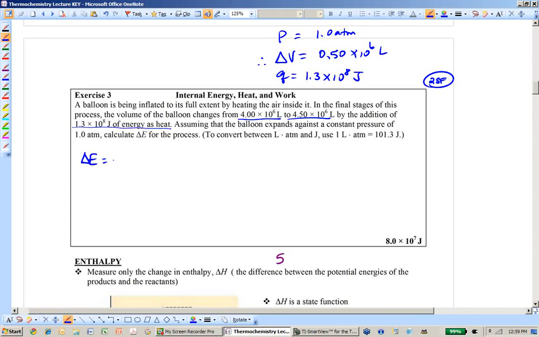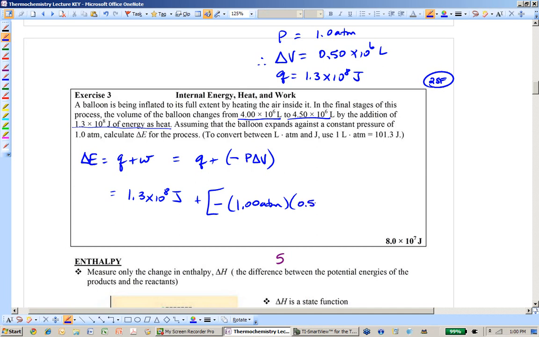So delta E is equal to Q plus W. And a more useful expansion of that, pun intended, is equal to Q plus negative P delta V, which is going to be equal to our Q value of 1.3 times 10 to the 8th joules, plus our negative P delta V term. 1 atmosphere times 0.5 times 10 to the 6 liters of my delta V. Again, I just did that subtraction from 4 to 4.5 in my head and got a half times 10 to the 6th liters.